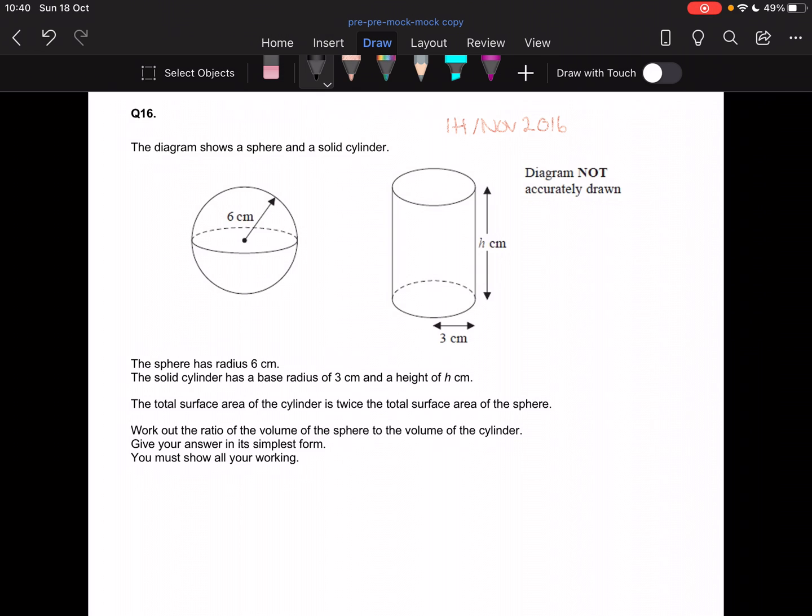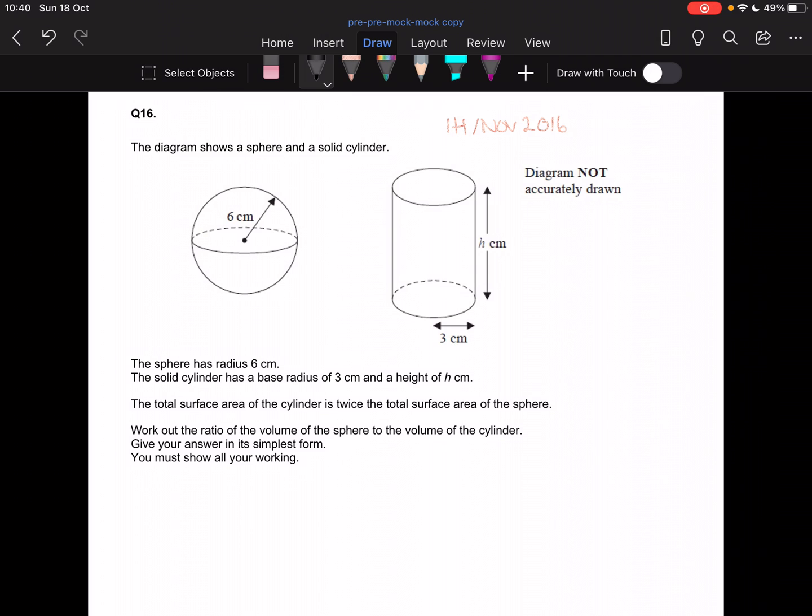It says the diagram shows a sphere and a solid cylinder. The sphere has a radius of 6, the solid cylinder has a base radius of 3 centimeters and a height of h centimeters. All of this is annotated on your diagram. The surface area of the cylinder is twice the total surface area of the sphere. Work out the ratio of the volume of the sphere to the volume of the cylinder. Give your answer in the simplest form. We must show all our working out.